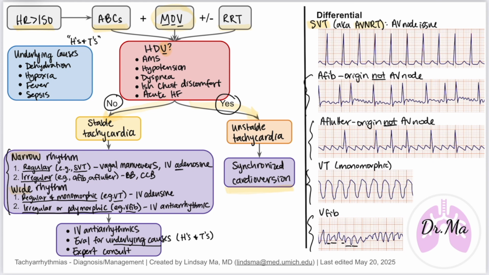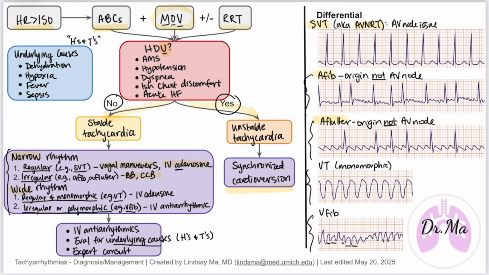Since this is an issue in and around the AV node, we can treat it with IV adenosine. And while you're waiting for the IV adenosine, you could also try some vagal maneuvers. On the other hand, you could have a narrow rhythm that's irregular, often identified as AFib or A-flutter. In both of these cases, the AV node is not the problem, so adenosine will not be helpful. However, you can start some beta blockers or calcium channel blockers.